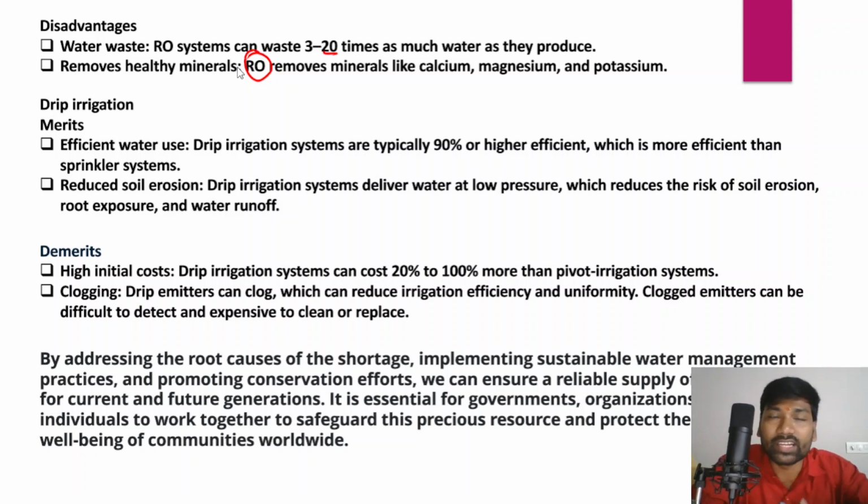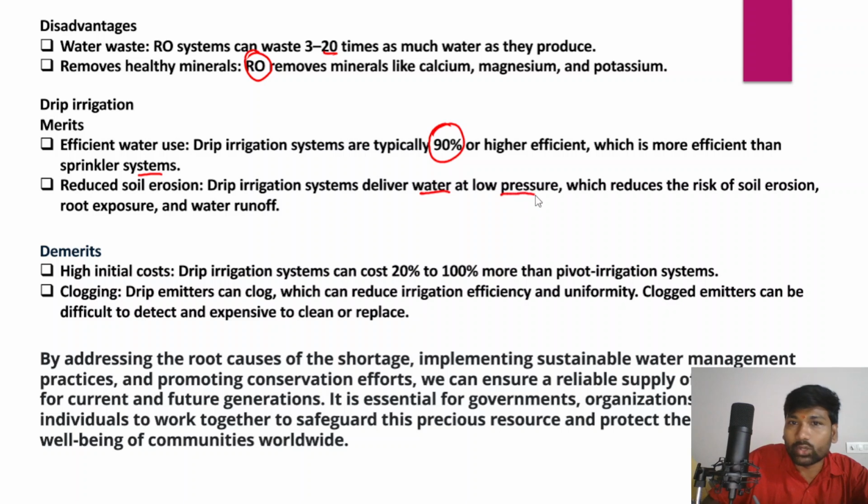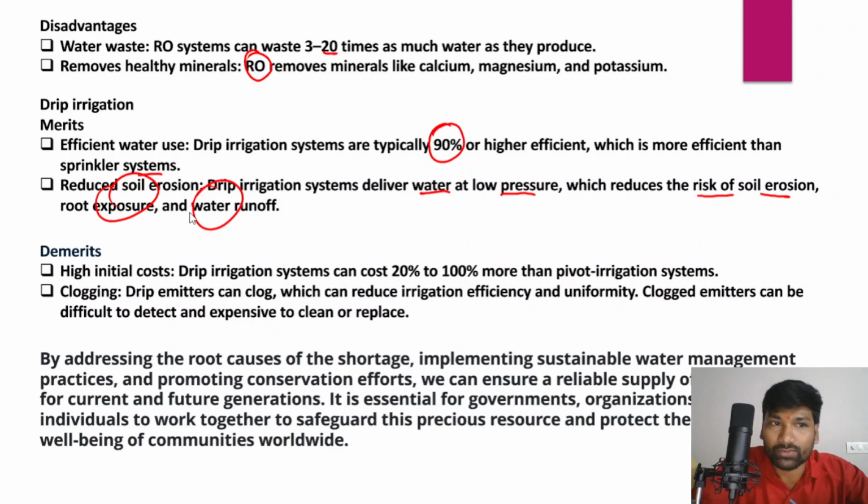So what are the merits and demerits of the drip irrigation? Drip irrigation systems are typically 90% or higher efficient, which is more efficient than the sprinkler irrigation systems. Apart from that, drip irrigation systems deliver water at low pressure, which reduces the risk of soil erosion, root exposure and also water runoff as well.